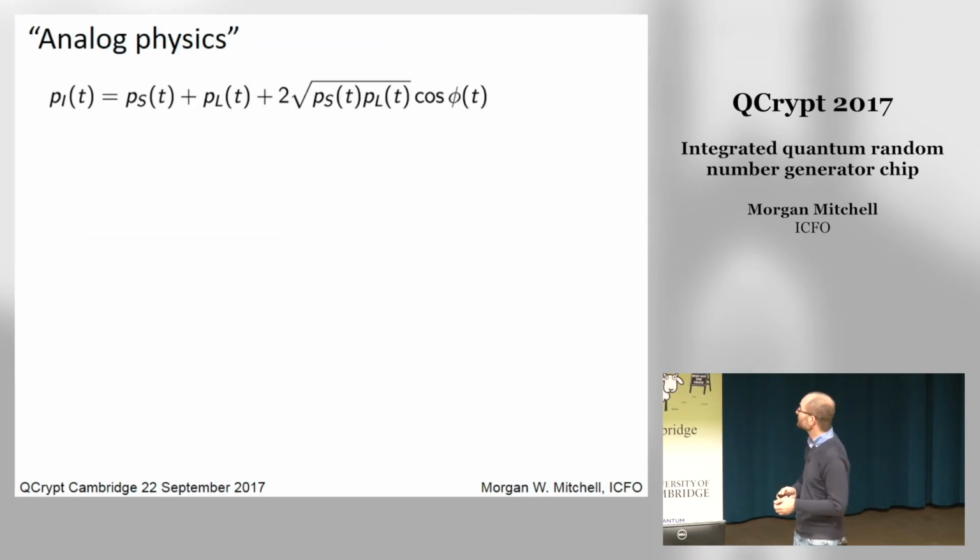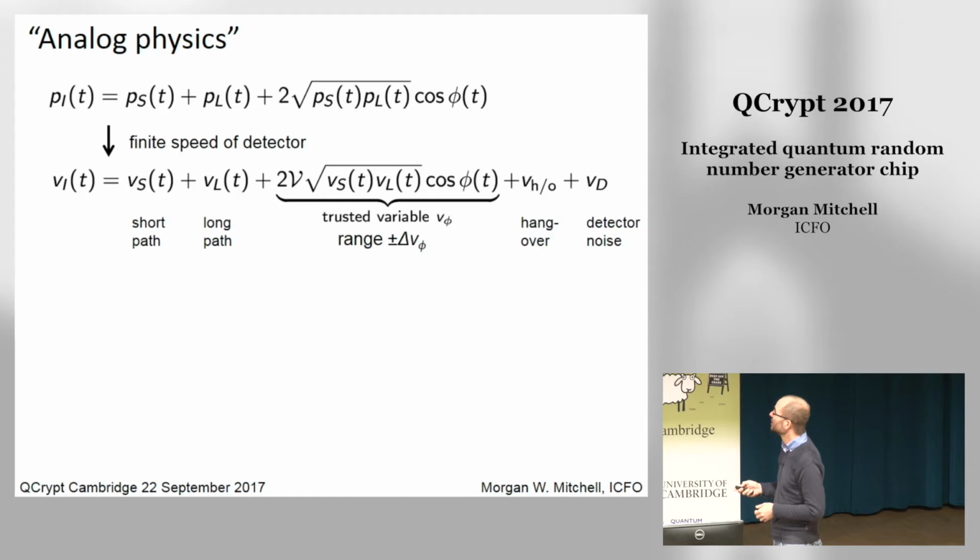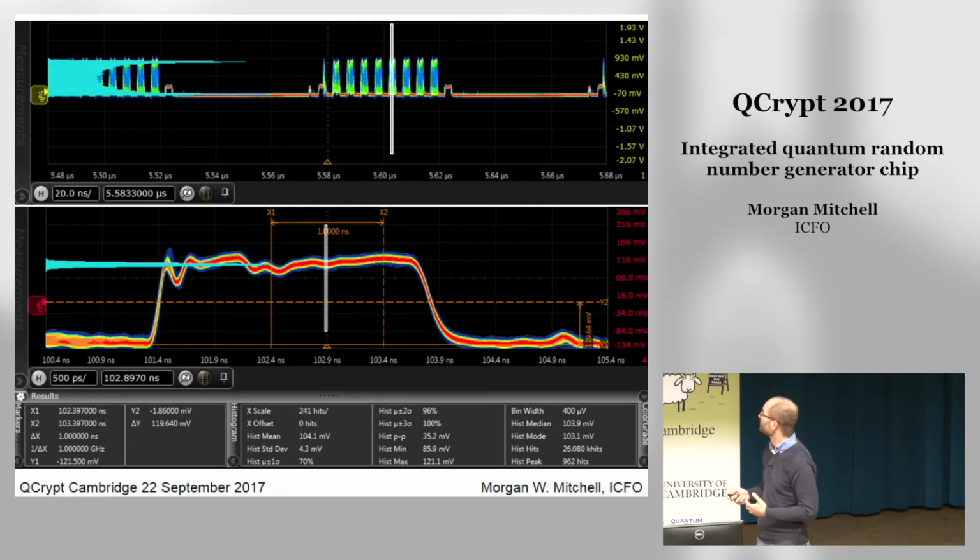Okay, good. Analog physics. So we've got this interference. When we include the finite speed of the detector, we get a visibility here, and we get a number of noise sources. In terms of the metrology, what's important is that we can measure all of these. So I show you just one. This hangover error, this is not because the operator drank too much the night before. This hangover error is remaining signal that came from previous pulses.